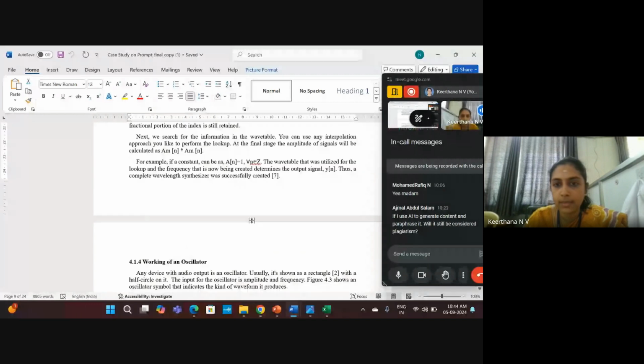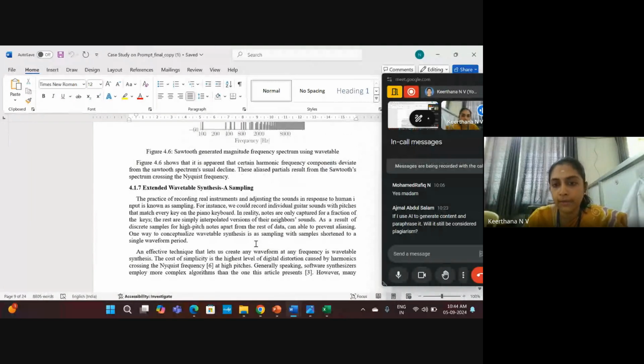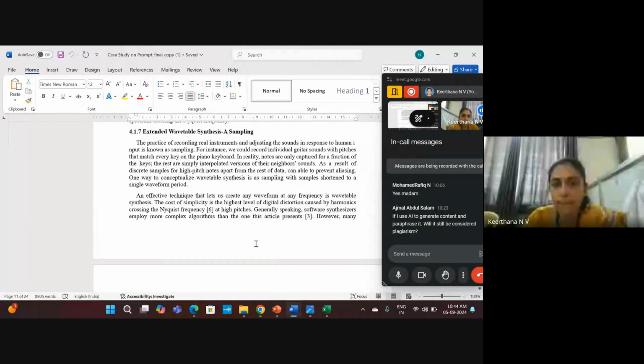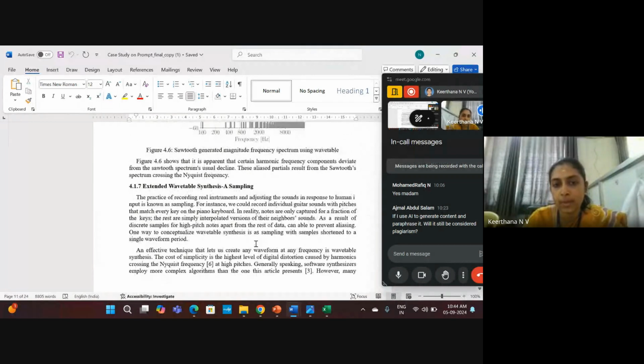And so this is IEEE format referencing. Ensure one thing: if you are using 10 references in your reference part, please cite all those 10 reference papers in your content.